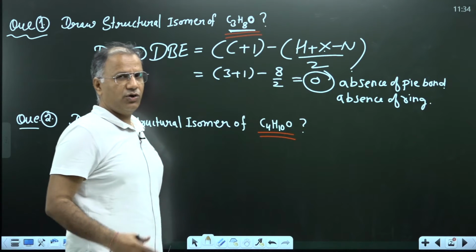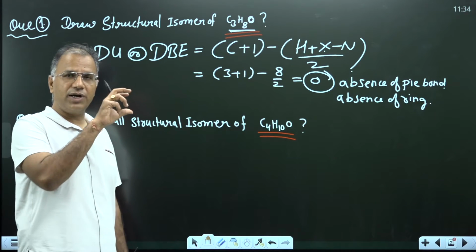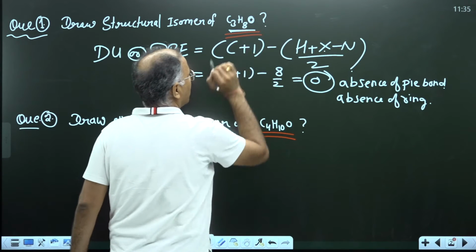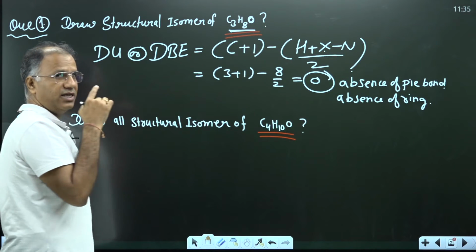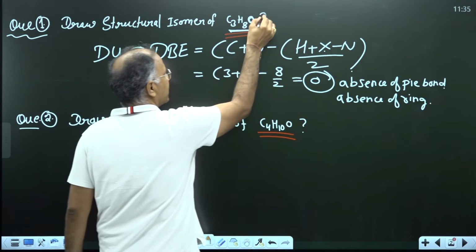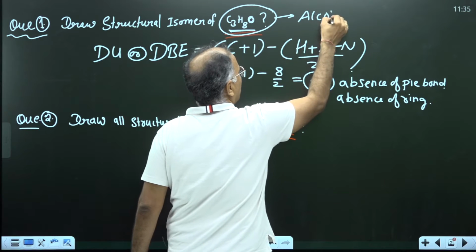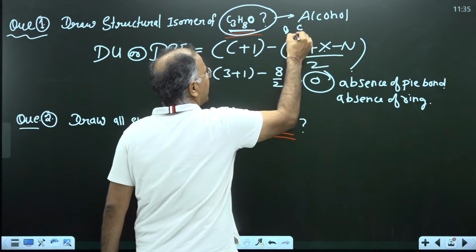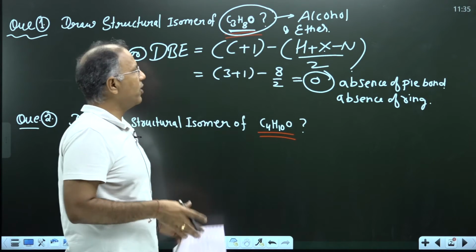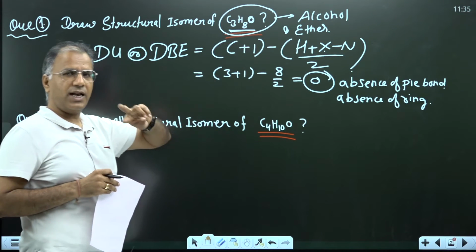So whenever DB is 0, this means absence of ring, absence of pi bond, means the molecular formula consists of a saturated compound. Now this molecular formula also consists of oxygen and is saturated. It is absence of pi bond, absence of ring and has oxygen. This means which functional group can consist of one oxygen and be saturated? It can be alcohol as well as ether. So whenever DB is 0 and there is presence of one oxygen, the functional groups present are alcohol and ether.